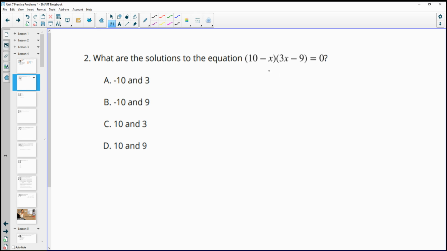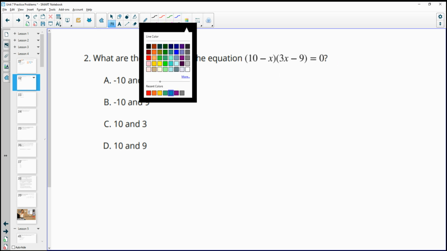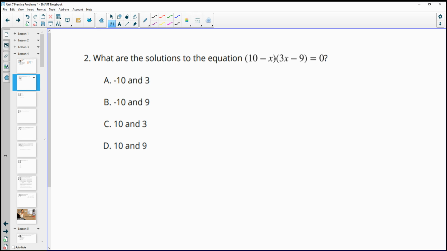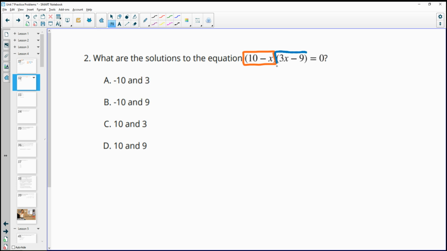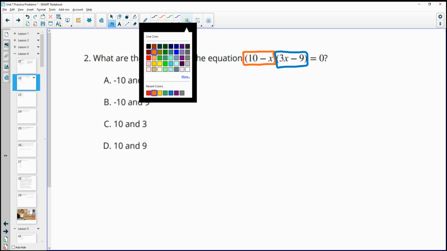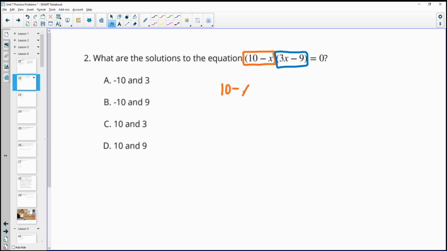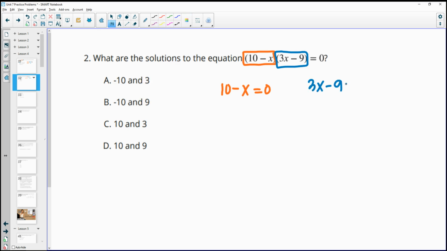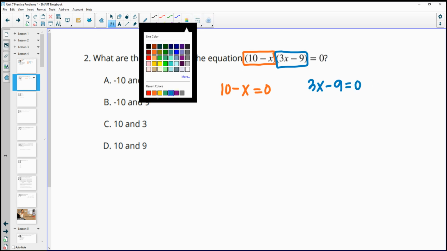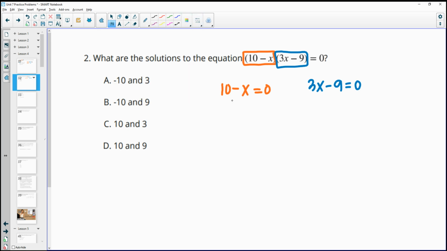Number two, what are the solutions to this equation? So again, we have a product, right? So we have this quantity times this quantity. So we know that either of these or both of them are going to equal 0. So if 10 minus x equals 0, the whole thing will be 0. If 3x minus 9 equals 0, then the whole thing will be 0. So then we can just solve for the variable here.